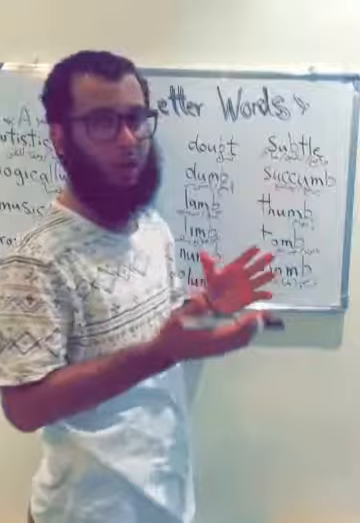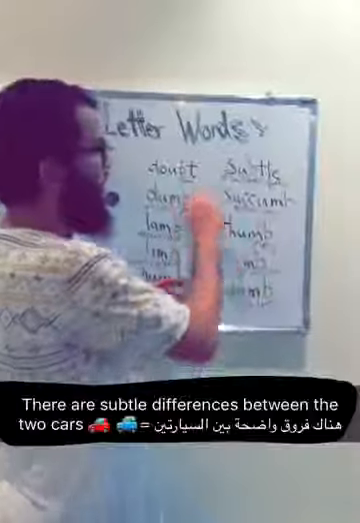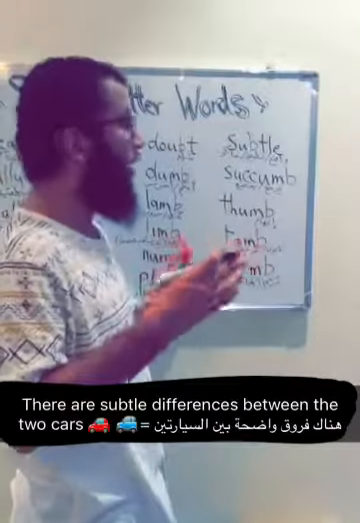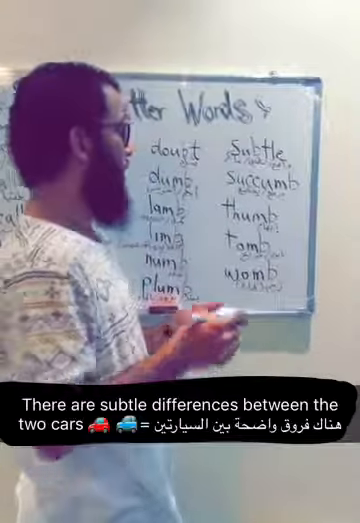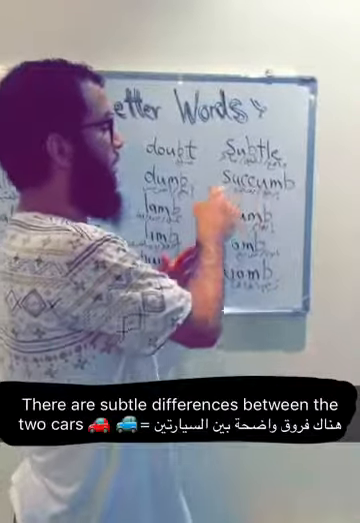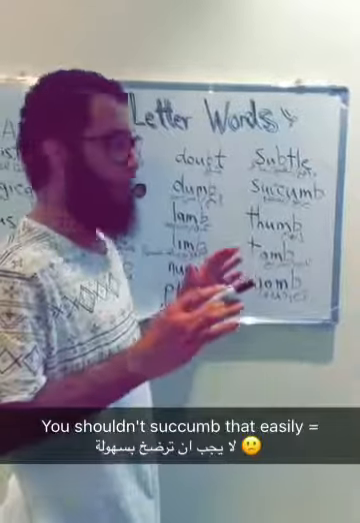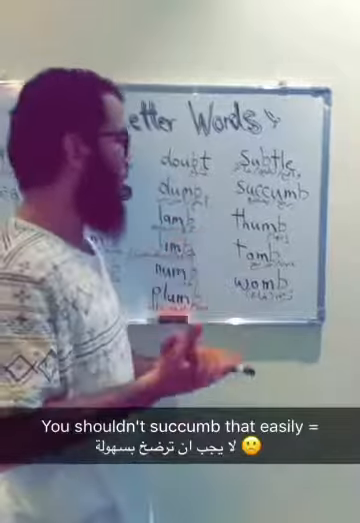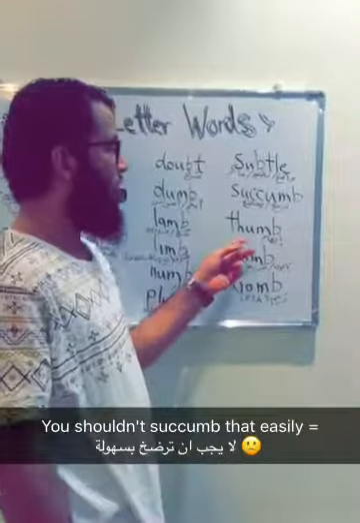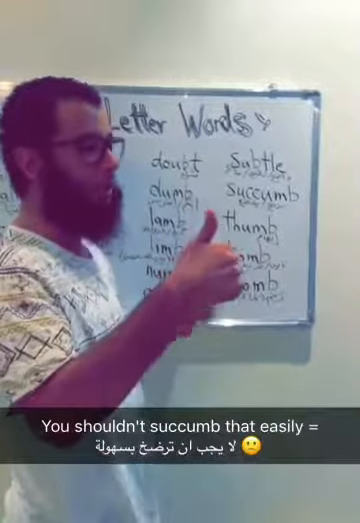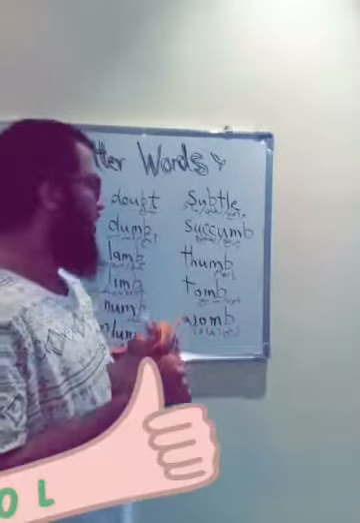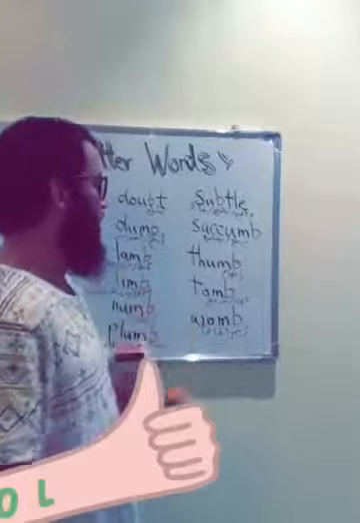طبعا معناها واضح او لطيف. ناخذ مثال على subtle بمعنى واضح نقدر نقول there are subtle differences between the two cars. Then we have succumb يعني يرضخ. For example, you shouldn't succumb that easily يعني لا لازم ترضخ بسهوله. And here we have thumb يعني الابهام. For example, thumb is the shortest and the biggest finger in your hand.